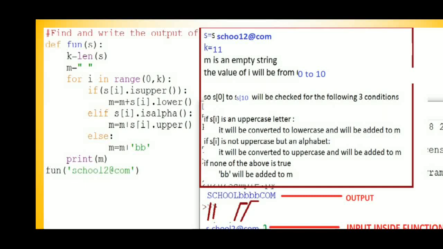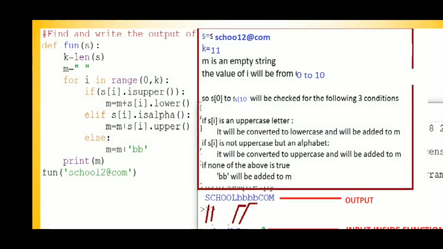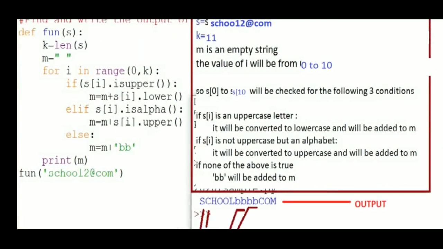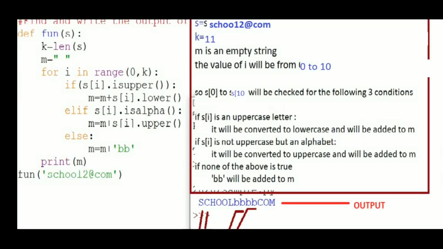And then k equals len(s). We know that the len function calculates the length of the string. If we calculate the length of the string, the value is 11. So that is stored inside k here. And in the next line, m equals quote-quote, so m is an empty string.